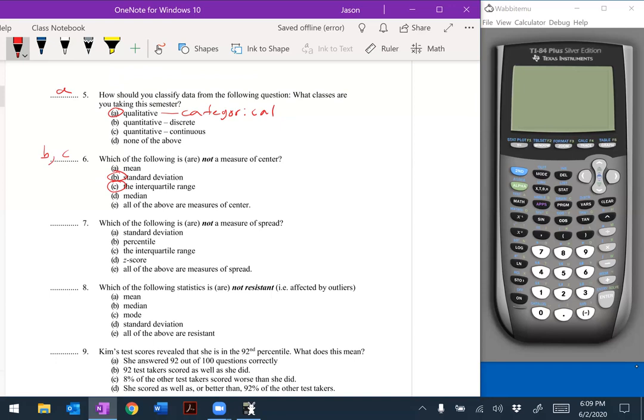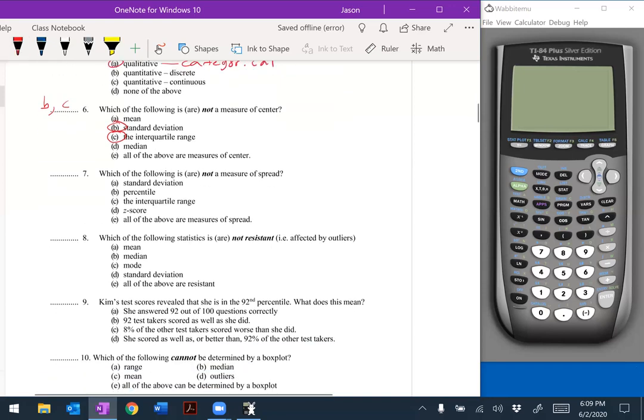Which of the following is not a measure of spread? Spread is, again, the variation. It's the standard deviation, or the interquartile range. Which are not? The percentile is not. Standard deviation is, interquartile range is, the z-score is also not. So this would be B and D.